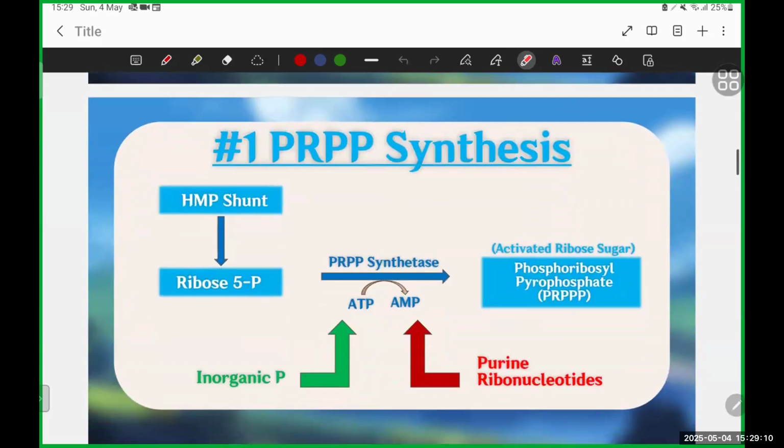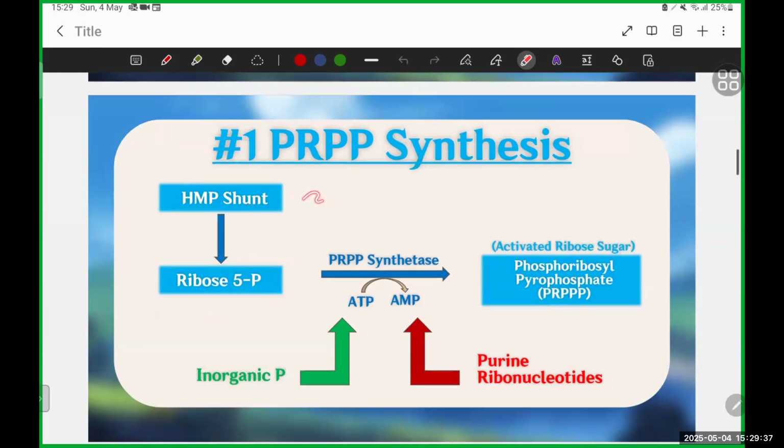Now, first of all, we have PRPP synthesis. PRPP is like the boss in this whole game. It helps in the de novo synthesis, it helps in the salvage pathway, it's everywhere. For PRPP, we need something called ribose 5 phosphate. How do we get ribose 5 phosphate? I'm pretty sure you have all heard of it. We get it from the HMP shunt, or the pentose phosphate pathway, PPP, which we did in MOL 1. You took it in MOL 1.